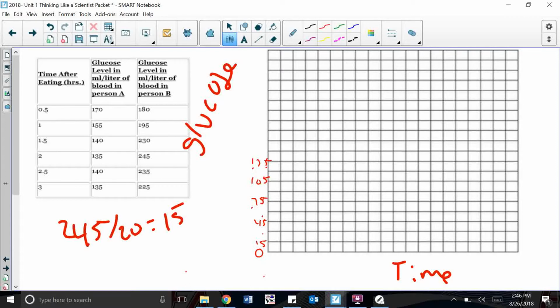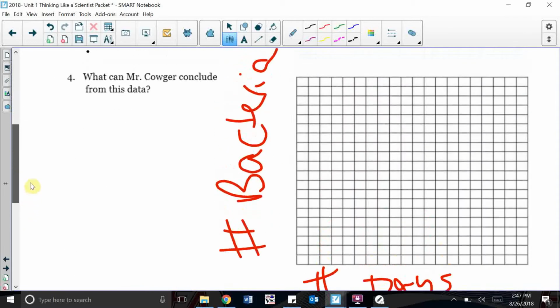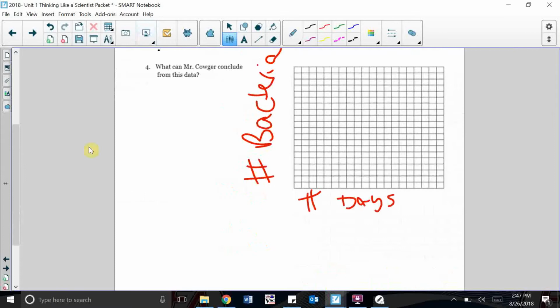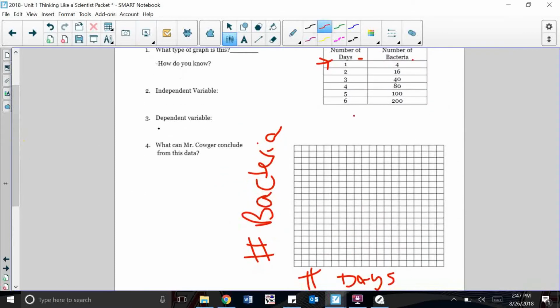Okay, let's take a look at a different example with a little bit smaller numbers. If I'm looking at this example, I'm looking at the number of bacteria and the number of days, right? So I have my labels here. Let me go ahead and zoom out a little bit. In my number of days, I only have 6. That's my highest number. And there's about 20 lines here, right? I don't want to make my graph look like this.